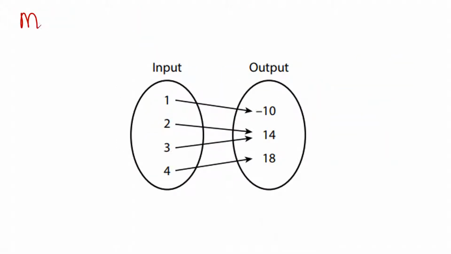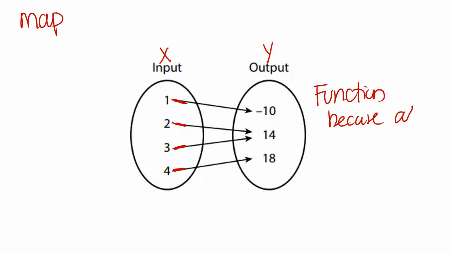Again, this is another map example. The input is the x values, the output is the y values. Looking at this map, the 1 only has 1 line, the 2 has 1 line, the 3 has 1 line, and the 4 has 1 line. This is a function because all the input values are only used 1 time.